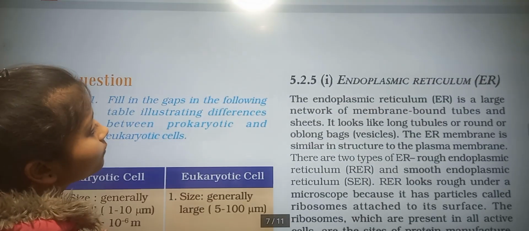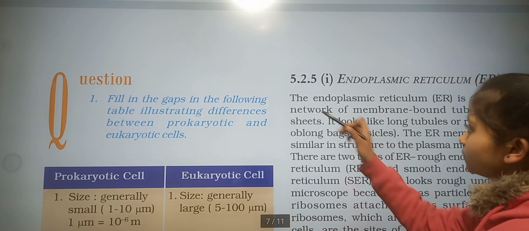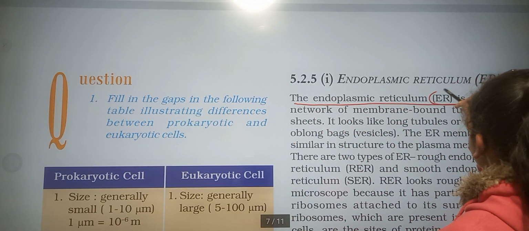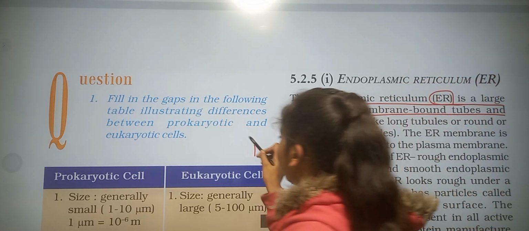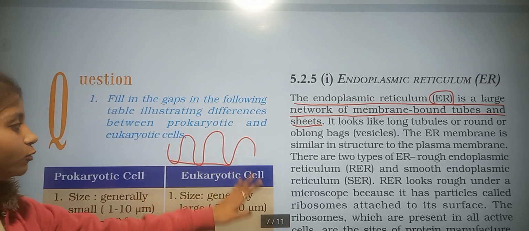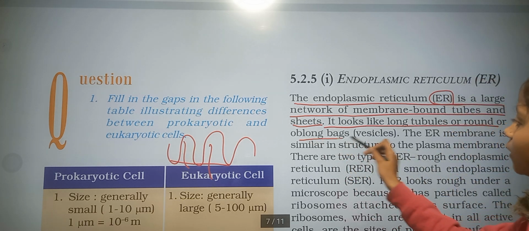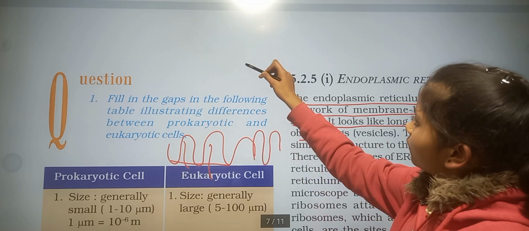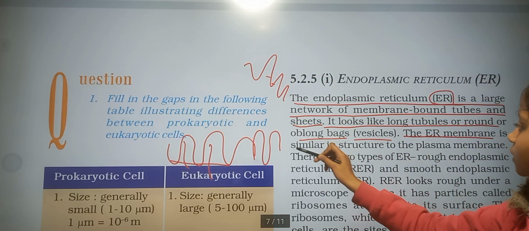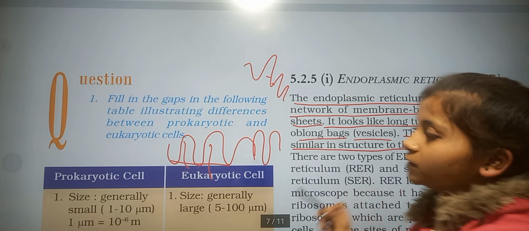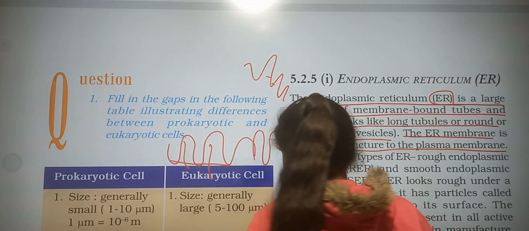The first one is the endoplasmic reticulum. So let's see what the function of the endoplasmic reticulum is. The endoplasmic reticulum, that is ER, is a large network of membrane-bound tubes and sheets. It looks like long tubules or round oblong bags. The ER membrane is similar in structure to the plasma membrane. Not the same, but similar.